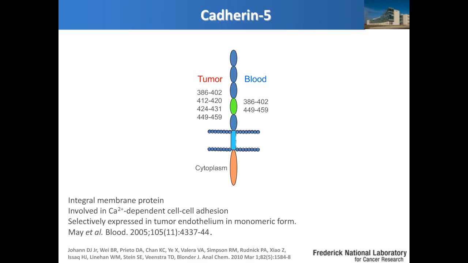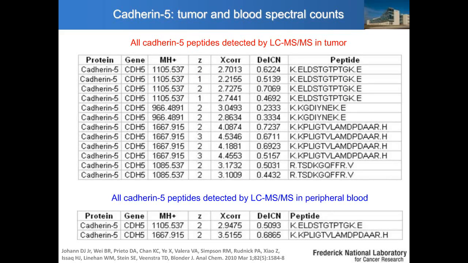This is an integral membrane protein. It is involved in calcium-dependent cell adhesion and is selectively expressed in tumor endothelium in monomeric form. And we have done spectral counting on it. So even with the naked eye, in the upper panel, you can see how many peptides we have seen in tumor, and only 2 of those we have seen in peripheral blood.